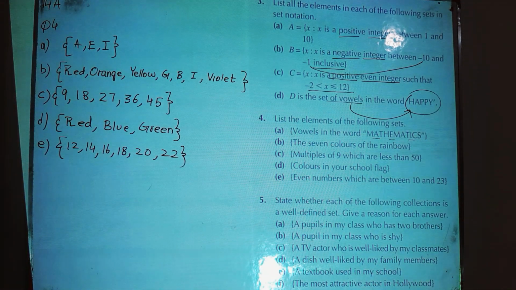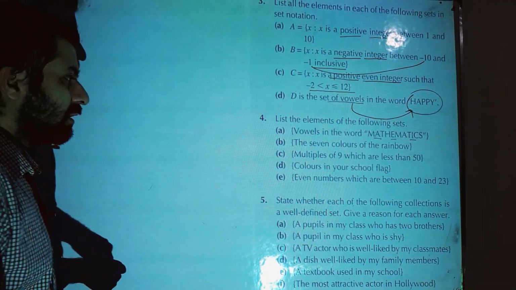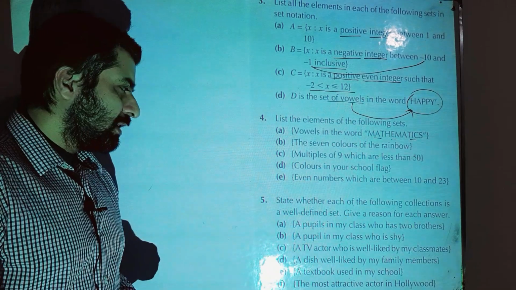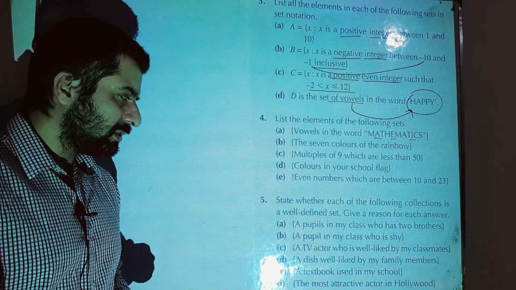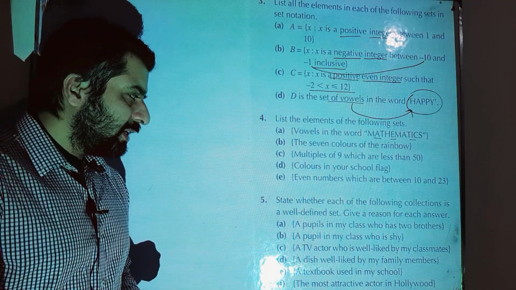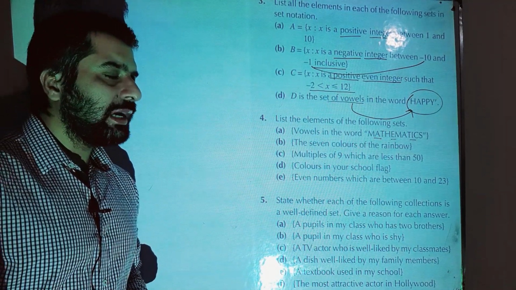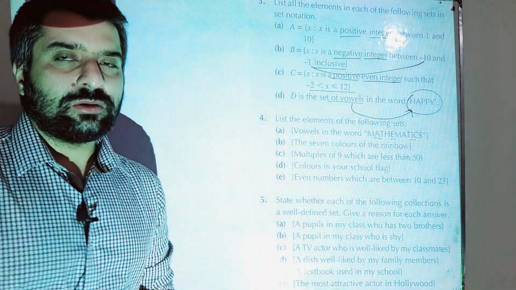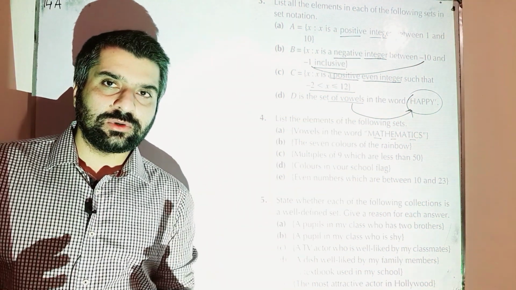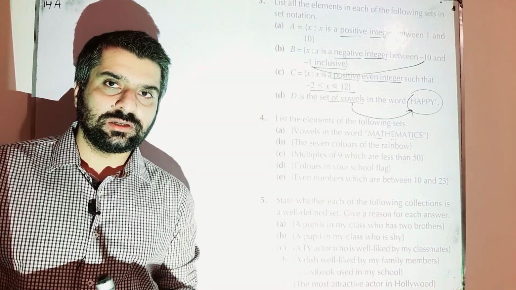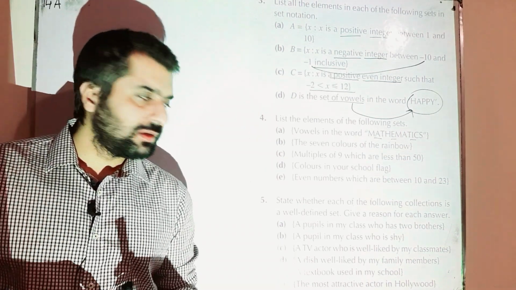This is the answer for question number 4. Question number 5 is, state whether each of the following collections is a well-defined set. Give a reason for each answer. Now, well-defined means whose elements can be listed or that has a specific or definite number of elements that are certain, and we know that very well.